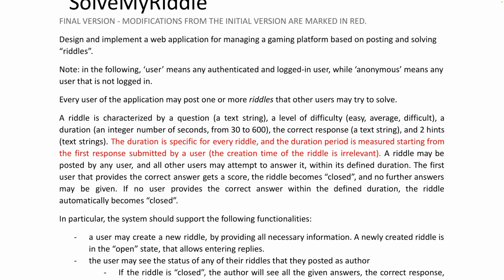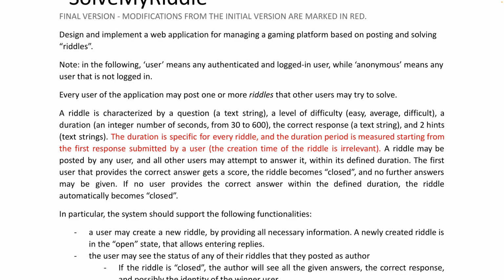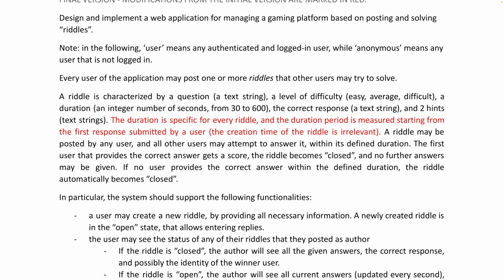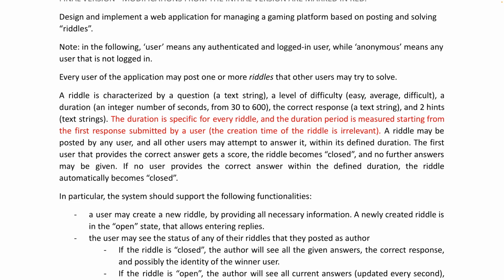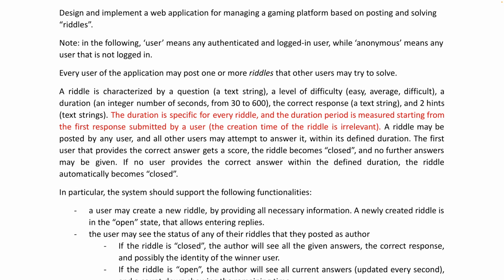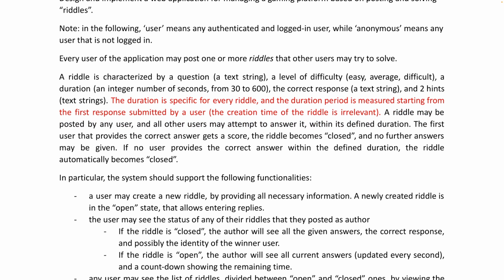Okay, so this one says, design and implement a web application for managing a game platform based on posting and solving riddles. In the following, user means any authenticated and logged-in user, while anonymous means any user that is not logged in. Can you please there?